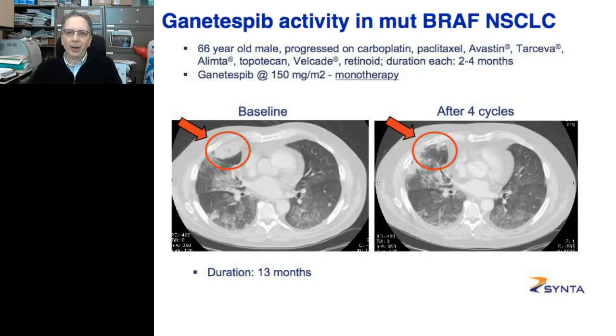This is an example of a non-small cell lung cancer patient whose tumor is BRAF dependent. As you remember, BRAF is also an HSP90 client. This patient had been on a number of therapies. The average duration of each was from 2 to 4 months. After lacking responses over the course of 13 months to the various drugs shown in the slide, after 4 cycles of ganetespib as monotherapy, there was clear evidence of tumor shrinkage.